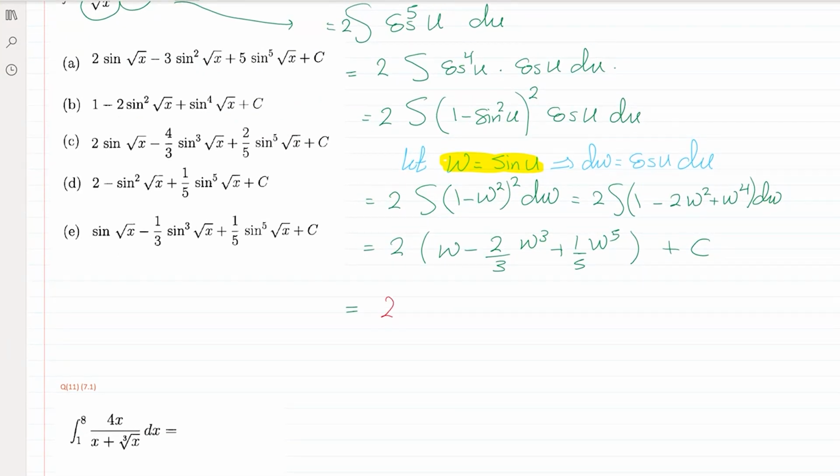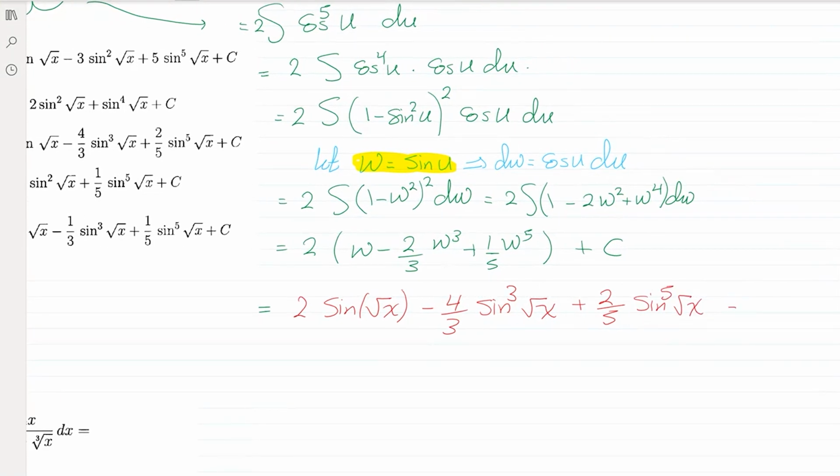So it will be 2 times w, but w is sine u, and u is root x. So it is 2 sine root x, minus 4 over 3 w cube, which is sine cube of u, but u equals root x, plus 2 over 5 w power 5, which is sine power 5 of u, but u equals root x, all plus c.